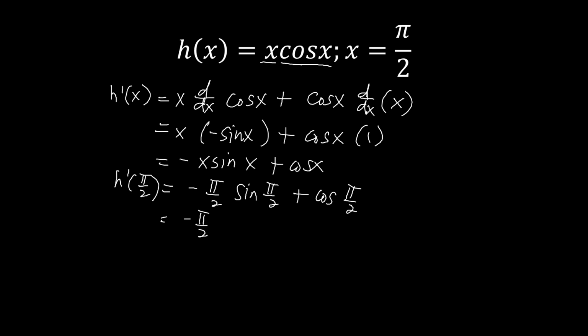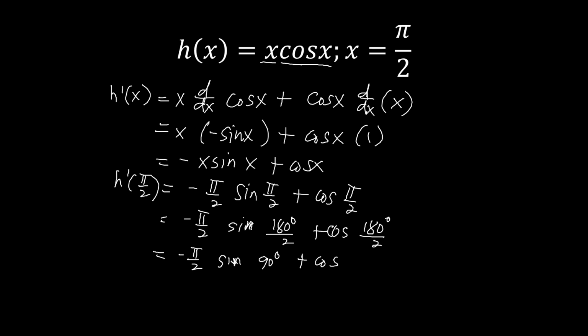But for this one, we can convert our pi there into 180 degrees. So this is now 180 degrees over 2 plus cosine of 180 degrees over 2. This will be now negative pi over 2 sine of 90 degrees plus cosine of 90 degrees.